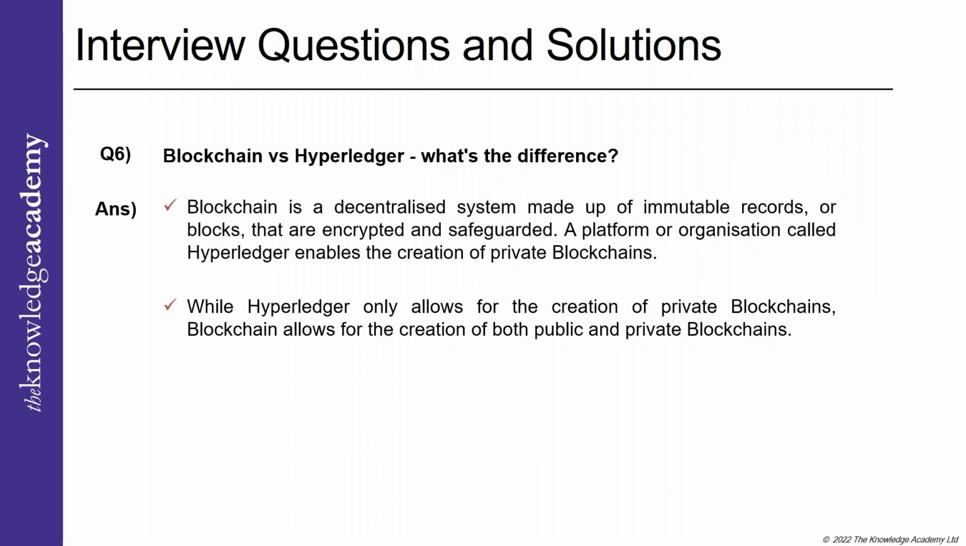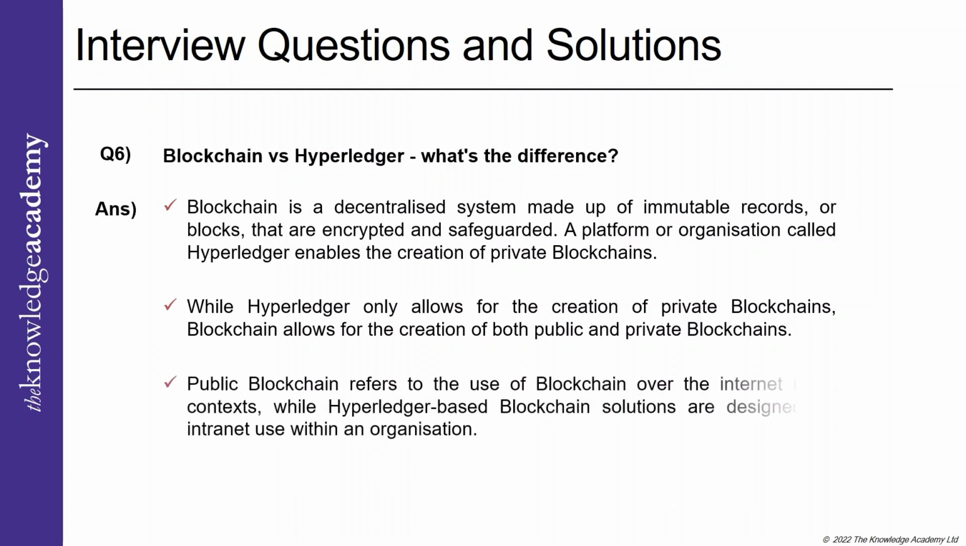The blockchain is separated into public, private, and consortium blockchains. While the Hyperledger is largely utilized for enterprise-based solutions, the blockchain can be used in a variety of sectors, including business, government, healthcare, etc. So the public blockchain refers to the use of the blockchain over the internet in all contexts, while Hyperledger-based blockchain solutions are designed for intranet use within an organization.